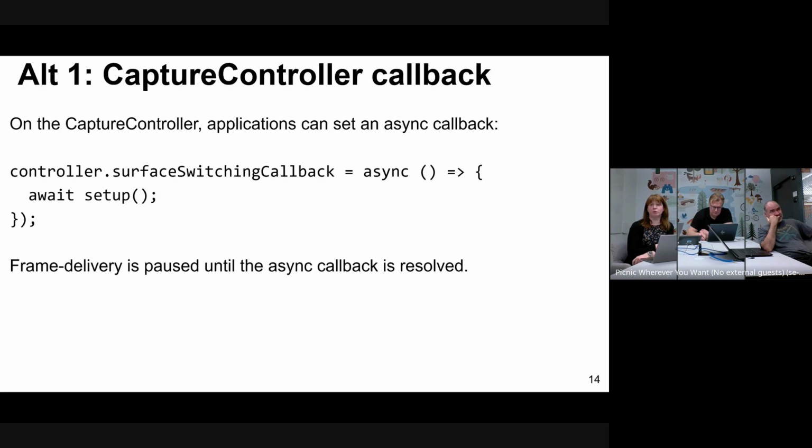So the capture controller callback will be an async function. The idea here is that the user agent will make sure that no frames are delivered for the new capture surface up until this function is called, and until it has been resolved. So the application has time to maybe run some setup and then can resolve the promise, and then the user agent will resume frame delivery for this capture.